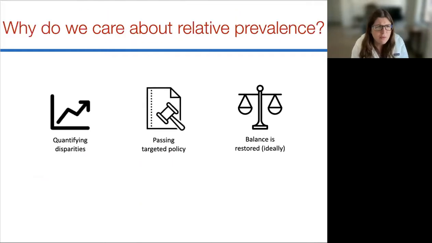So why do we care about relative prevalence at all? Why is this an important problem? Basically because it's essential to passing efficient and equitable health policy. Here's a case study of this.